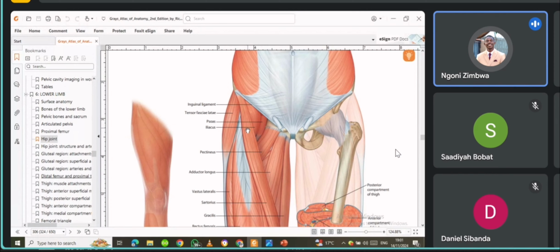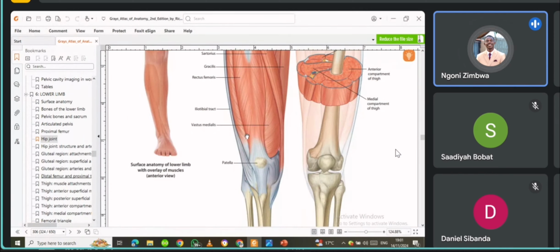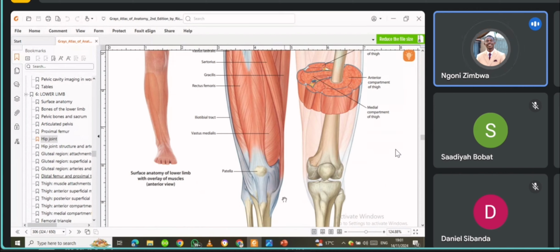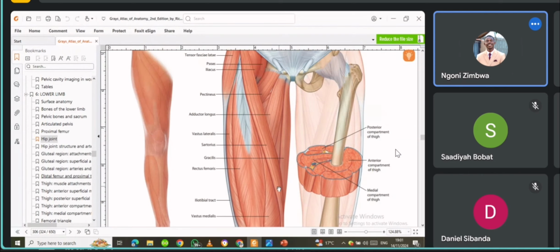So those are the actions at the hip joint, unit three. And then if it goes to the knee, it attaches as part of the pes anserinus, right? And then it facilitates the medial rotation of the knee as well as what? Flexion of the knee.